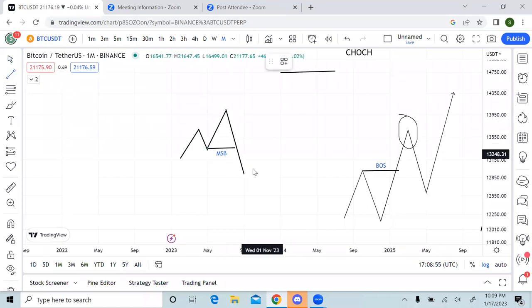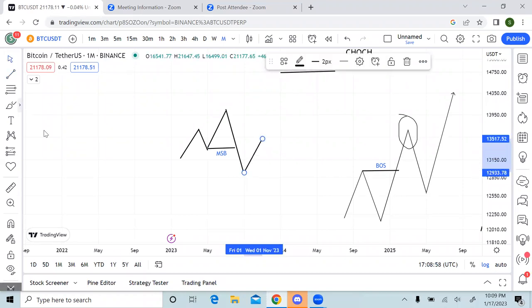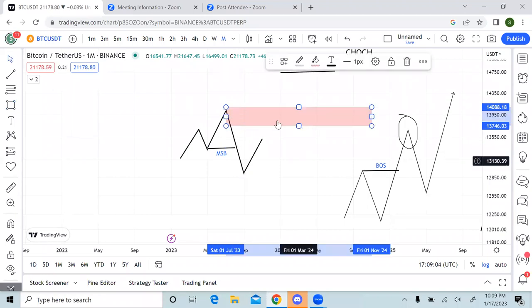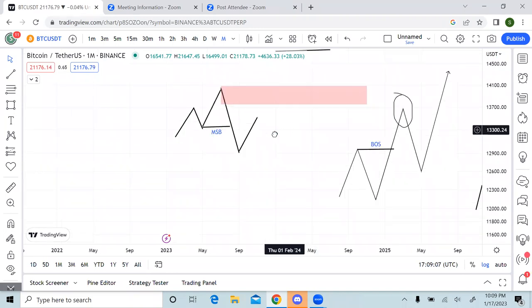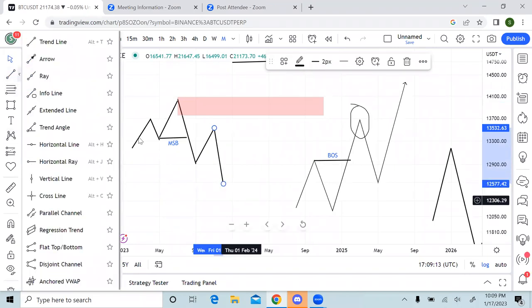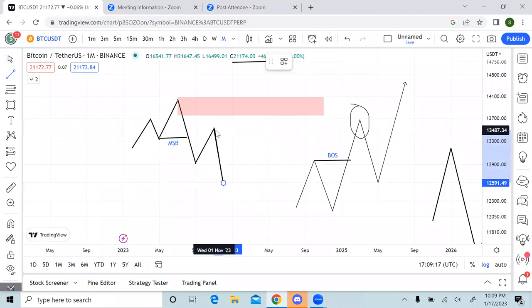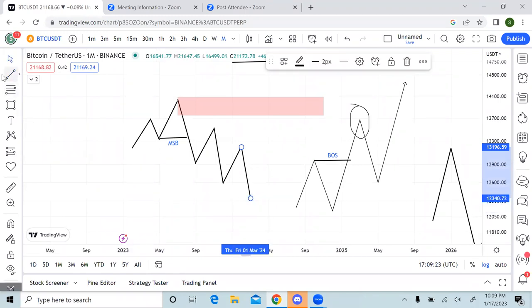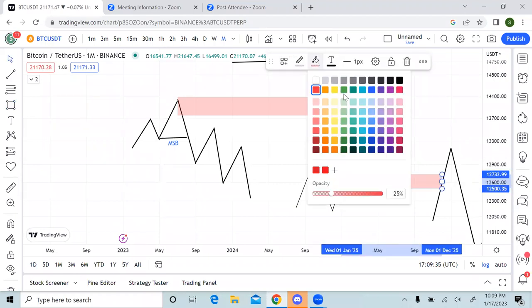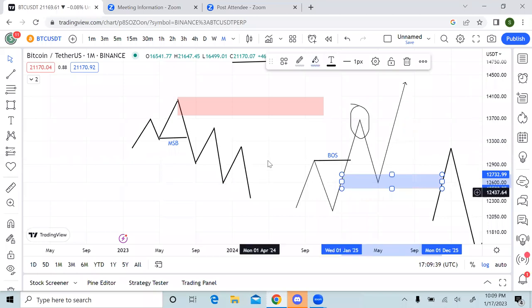MSB happens on the pullback. A few order blocks will be created in this region, or this whole region will be an order block. On the order block, we will trigger our shorts, with stop losses above, since the trend will be shifted here. BOS, again lower high. If someone missed the short here, she can enter here. If someone missed it again, she can enter here. So you can short until those levels, where the higher time frame order block is, suppose this bullish order block here.